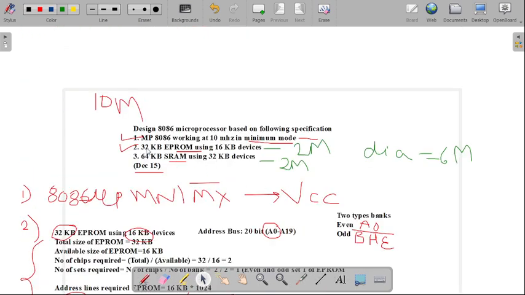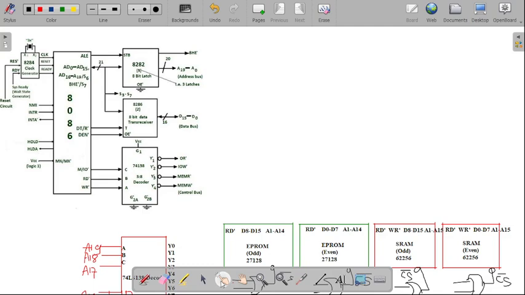So this part will be asked for 2 marks. The second one will be for 2 marks. Here I have calculated the theoretical part for my example. Now we have to draw the diagram with the help of our minimum mode configuration.